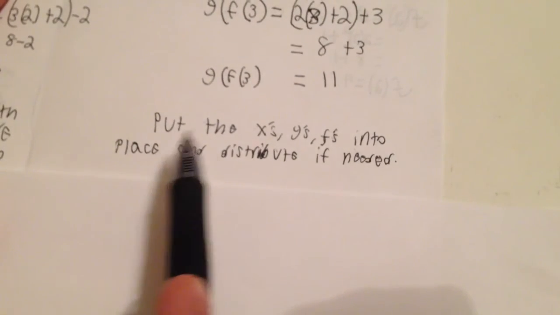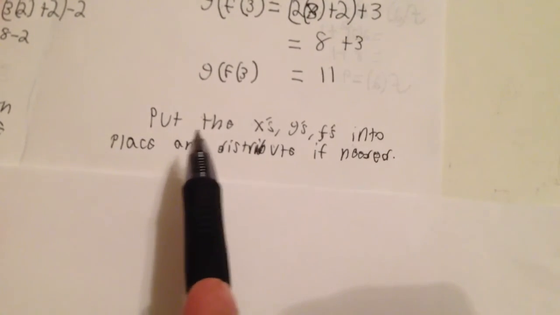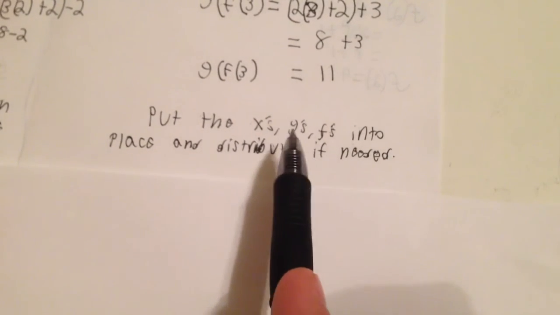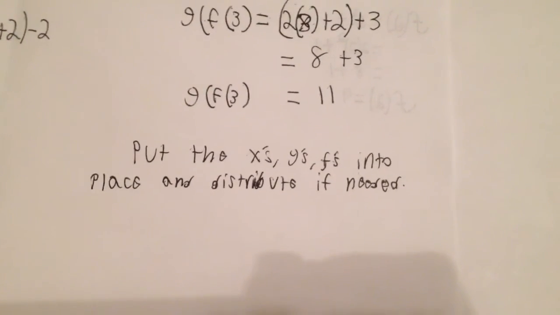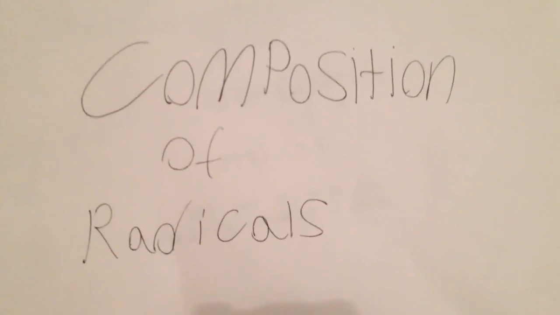Alright, it's the simple fact of putting the x's, the g's, and the f's into place and distributing if needed. So you just put all the equations into place. And if you put all the equations into place, that is essentially how you do the composition of radicals.